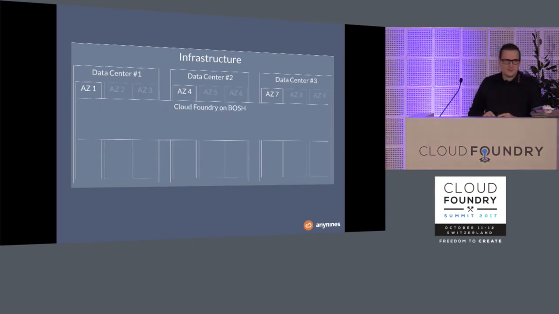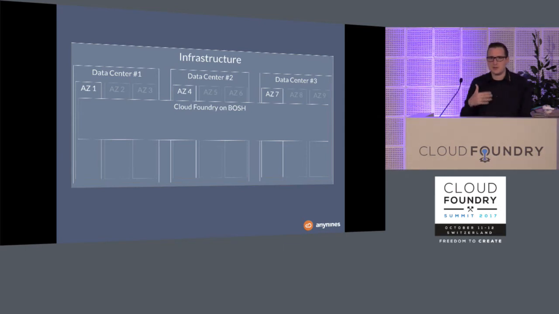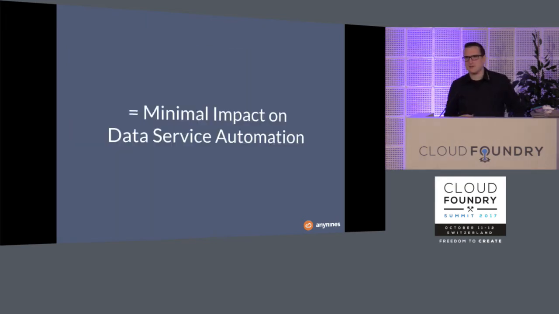So in any case, the stretched infrastructure scenario has the appealing part that you can just declare the availability zones and not tell BOSH so much about the existence of different data centers, and let the virtual machines be spread across availability zones. So in that particular scenario, you would be distributing virtual machines across three data centers with minimal impact to the data service automation.